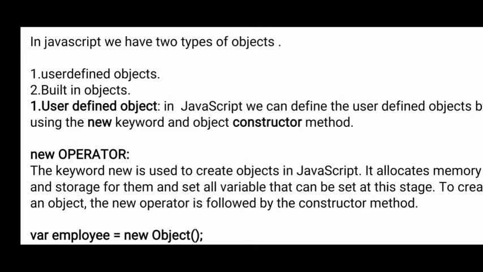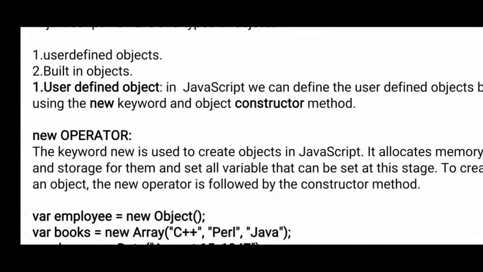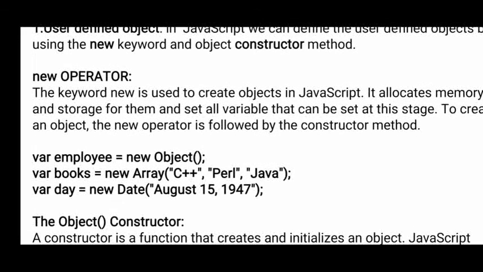Now in order to create user defined objects in JavaScript, we'll use two things. One is the new keyword and the second one is a constructor method. So in order to create user defined objects in JavaScript, what are the mandatory things we need? Two. One is the new keyword and the second one is a constructor method.